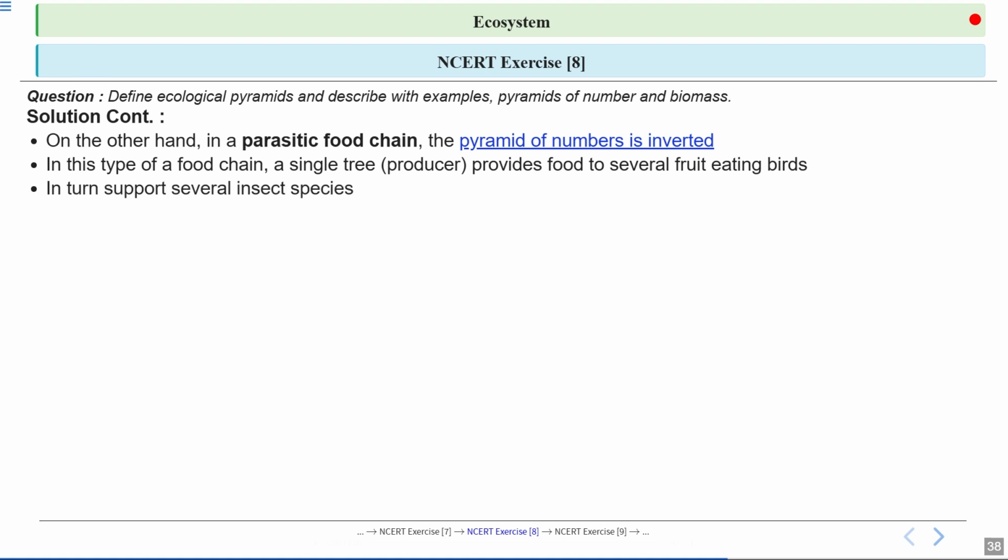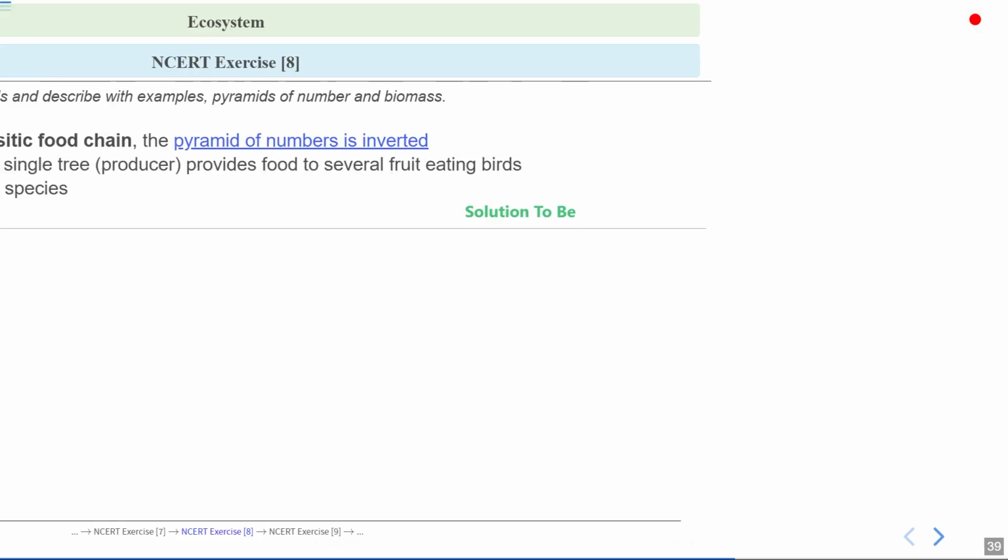Now, this in turn supports insects, because these fruit eating birds might have many tiny insects living on them. So the numbers go from one tree to many birds to even more insects. So that's why the pyramid of numbers here will be inverted.